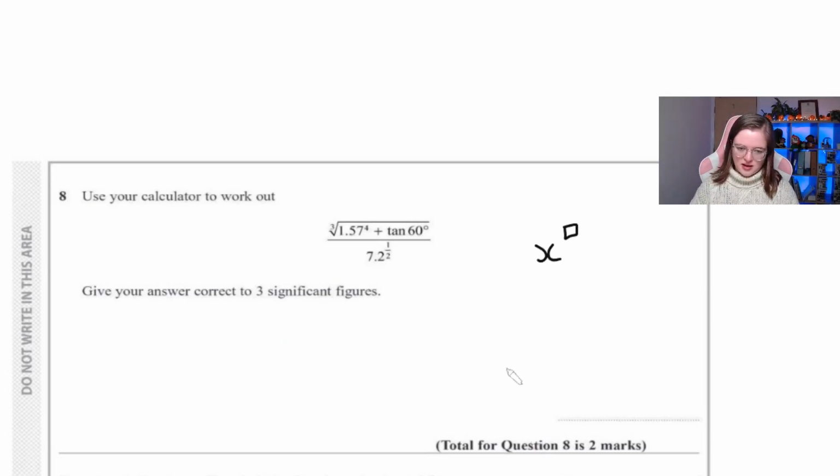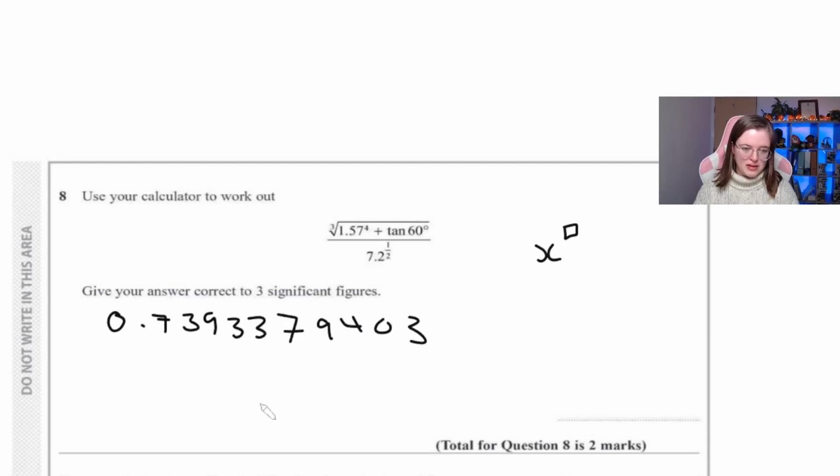So then the answer is, if you write it out in full first, 0.73933799403. My calculator's telling me. And then round it to 3 significant figures. Third sig fig is this one here. Will it round up or will it stay the same? There's a 3 after it, therefore it will stay the same. So then it is 0.739. And there we are. That is the answer. Cool. On we go then to question 9.